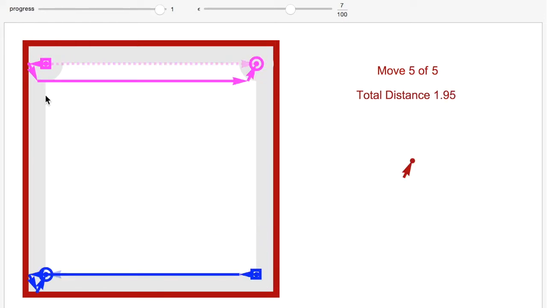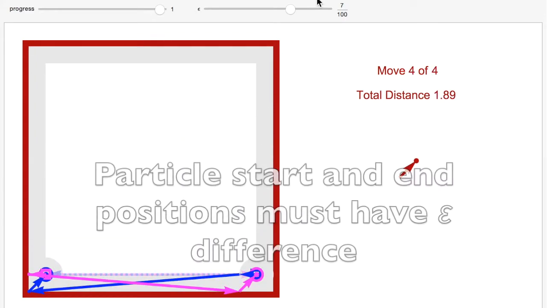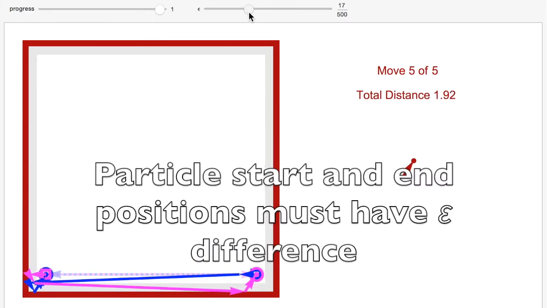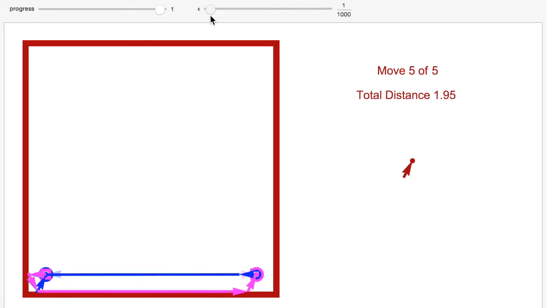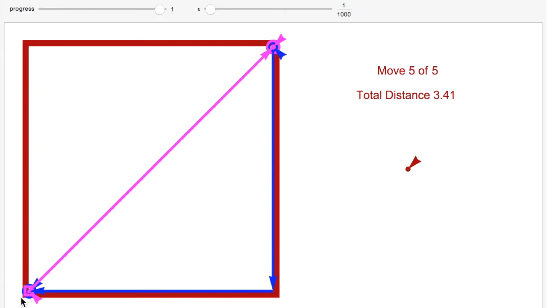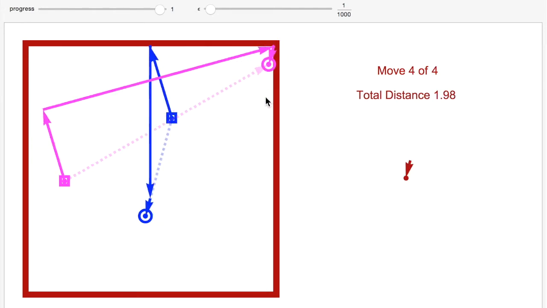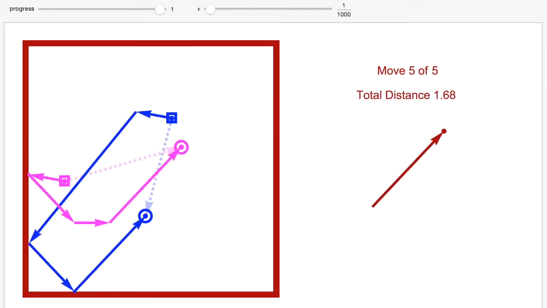We require that the particles must start and end with at least epsilon difference from each other and the nearest boundary. Epsilon is a positive, user-defined value and is illustrated in gray. The longest path occurs when the particles begin in opposite corners and must switch places. This requires a total distance of 2 plus the square root of 2, or about 3.41.